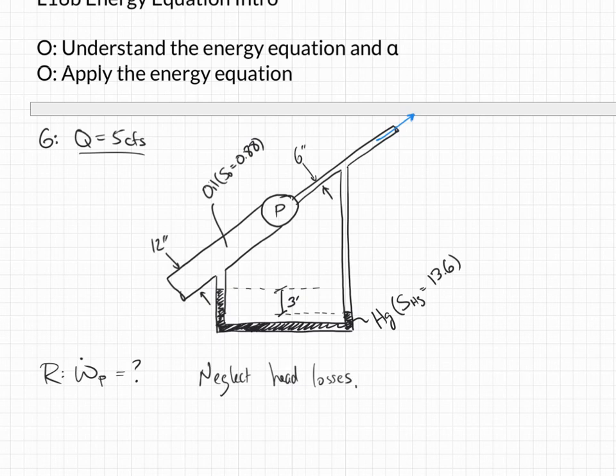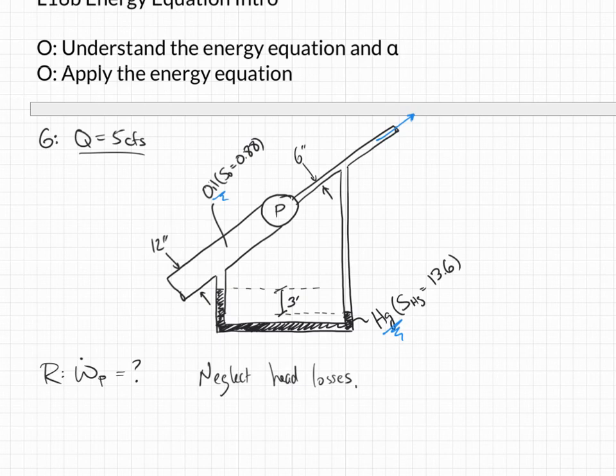And basically this flow is starting in a 12-inch pipe, and it is contracting into a 6-inch pipe. There's a manometer connecting the downstream end to the upstream end. Okay, the manometer is filled with mercury, and this thing is pumping oil. Okay, I really love this problem.